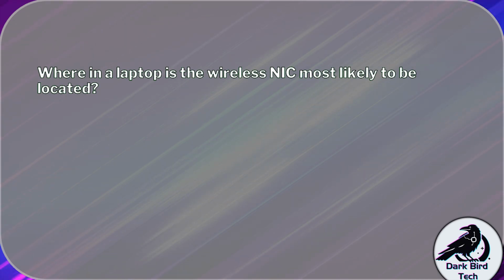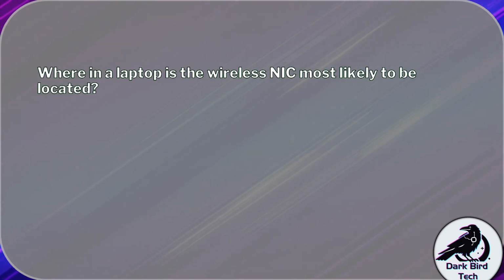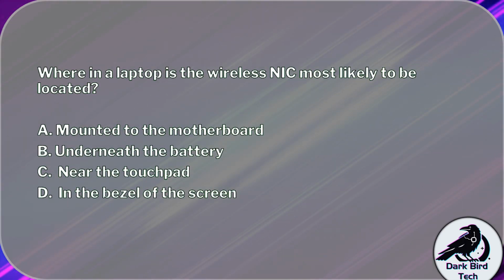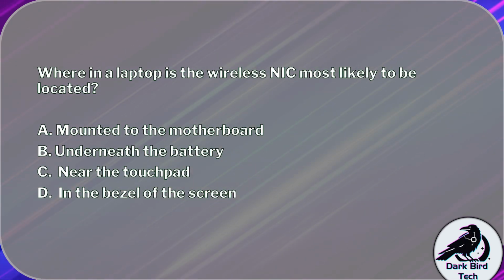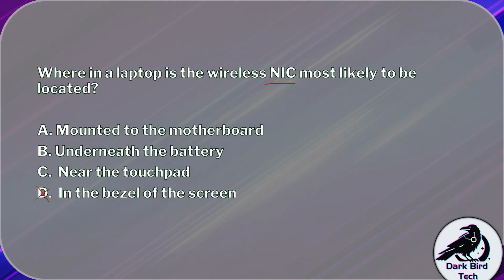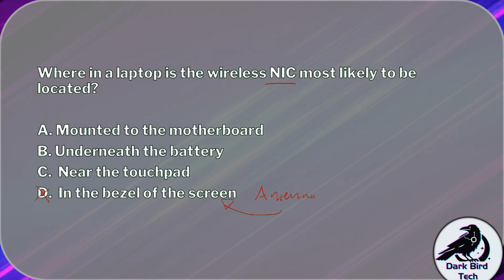All right, where in a laptop is the wireless NIC most likely to be located? I'll let you think about where you'd find the wireless network card on a laptop, but here are our options. Option A, mounted to the motherboard. Option B, underneath the battery. Option C, near the touchpad. And option D, in the bezel of the screen. Now, if you were immediately attracted to the bezel of the screen, that's a no. They said the network card, not the antenna. And the antenna is what you'd likely find in the bezel of the screen. We're looking for the NIC, not the little wires that plug into it and go around the bezel of the screen.